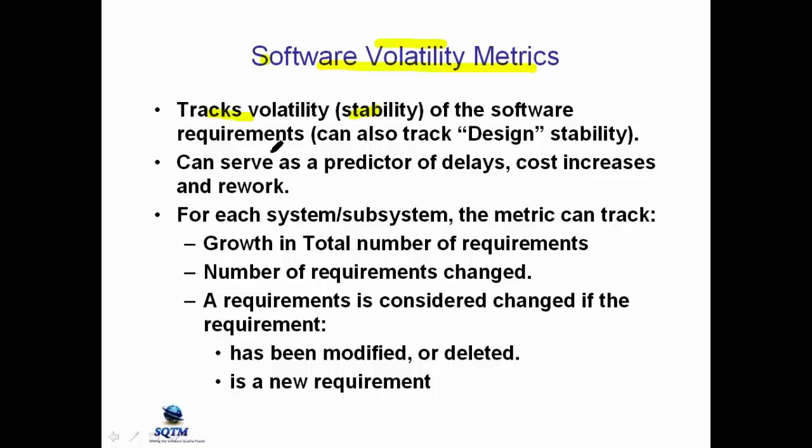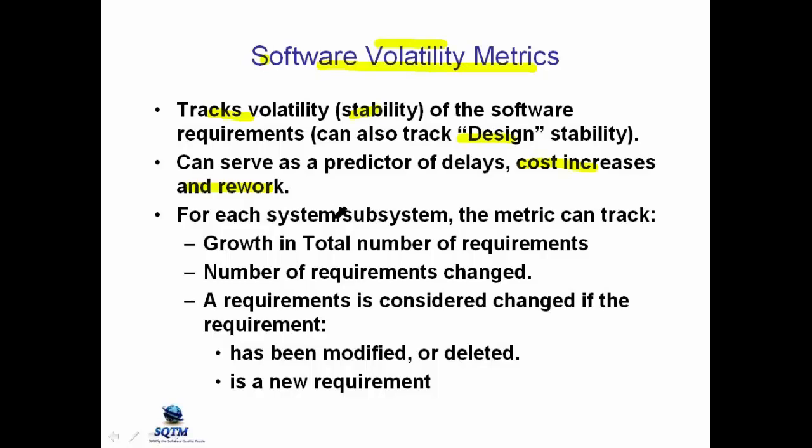And by the way, something very similar can also track design stability. How stable is our design? Just as unstable requirements can have a potential problem, unstable design can also have a problem, which means we have to throw away design and stuff like that. And if the requirements or design are stable, that can serve as a predictor of cost increases and rework. Rework is a major problem with cost increase. If the requirements aren't stable and the design isn't stable, all the changes can lead to rework, which is a costly process.